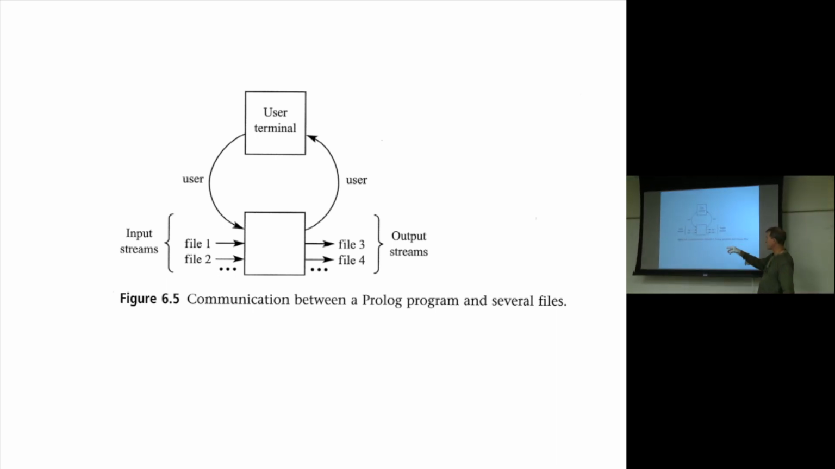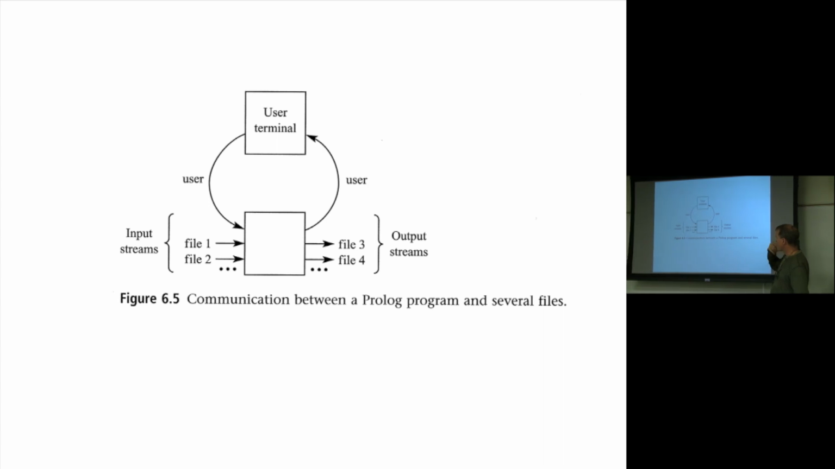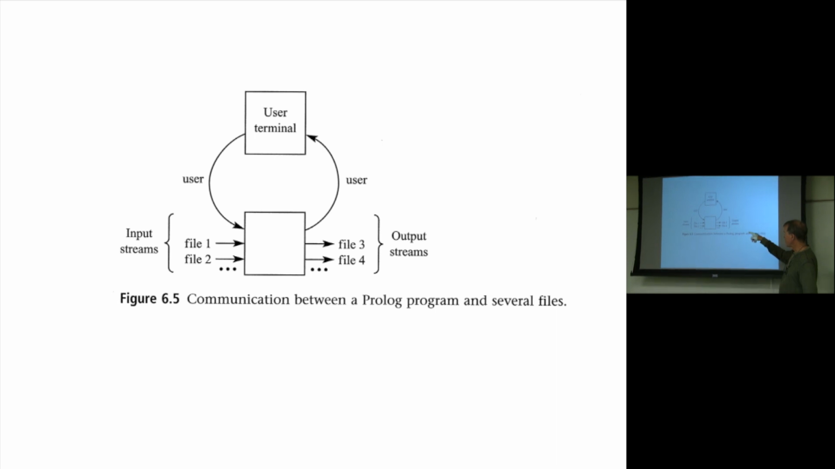So what happens is the default is to have the stream come from the user terminal. So when you type a term on the terminal, that's the input, and then whenever Prolog replies, it sends that stream to the terminal.